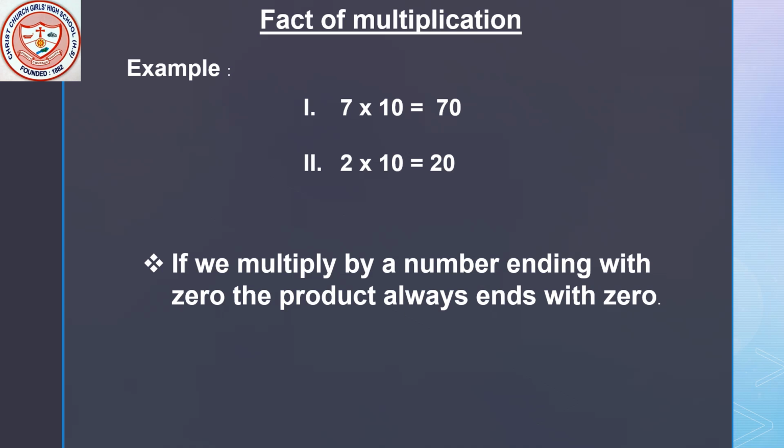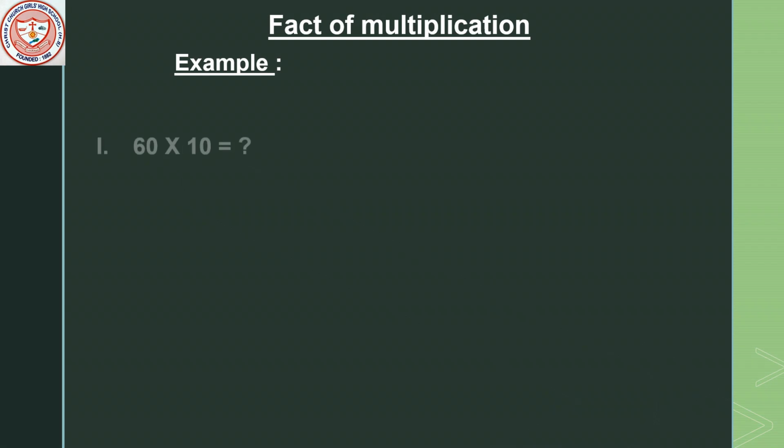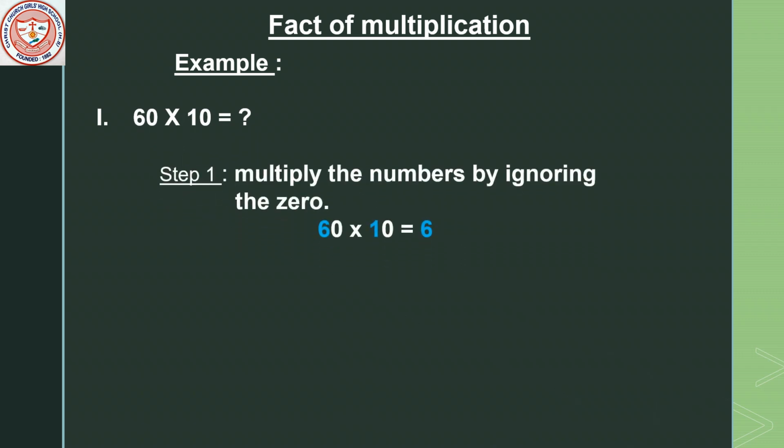Next, look at this example. 60 into 10 is equal to what? How we will get this? To get this answer, we have to follow 2 steps. I hope you remember this. Step number 1. Multiply the numbers by ignoring the 0.